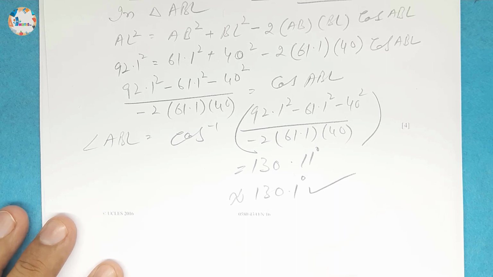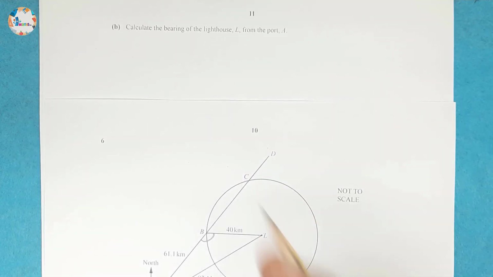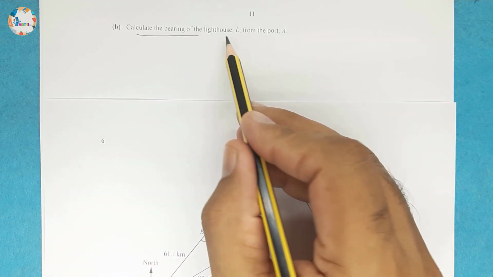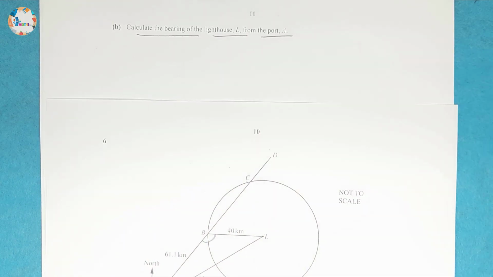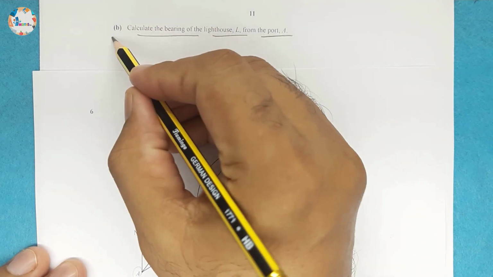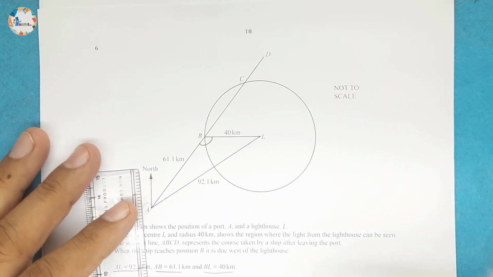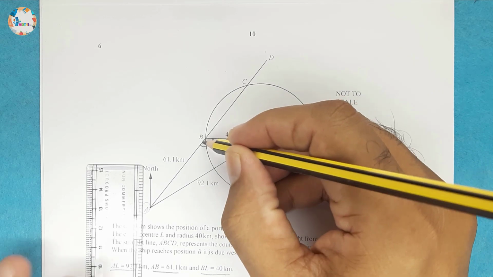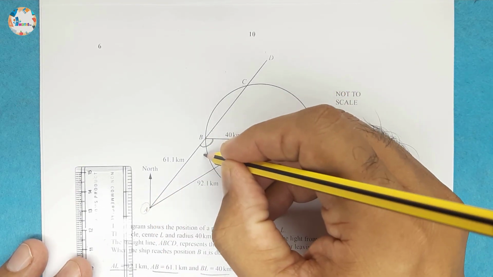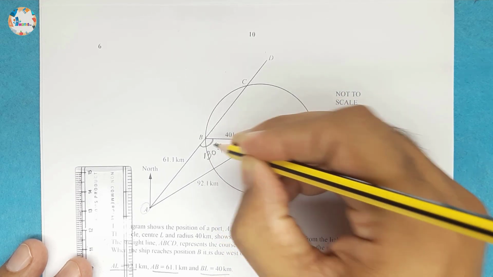So part 1 was 4 marks, which we have done. Now we can move on to part 2: calculate the bearing of the lighthouse from the port A. To easily solve this part B, what we can do is extend this line. We can see this angle is basically the one we just found, ABL, which is 130.1 up to 1 decimal place.